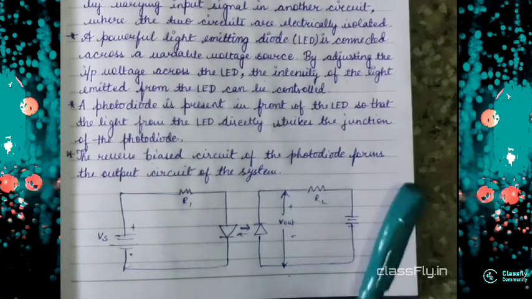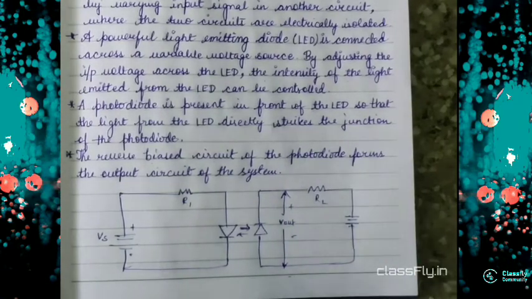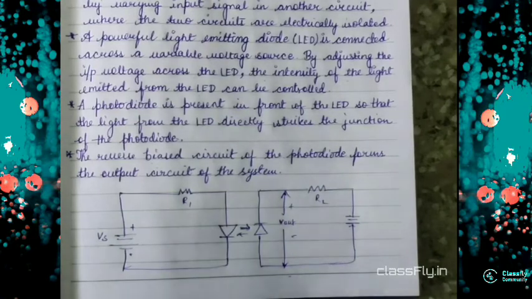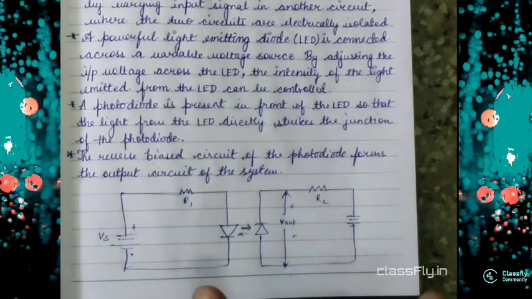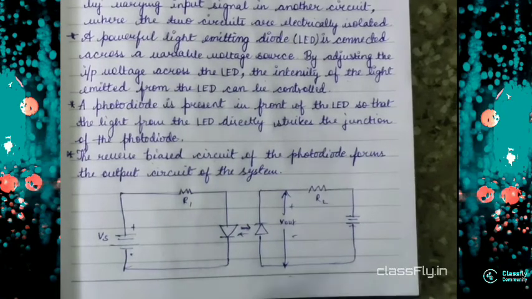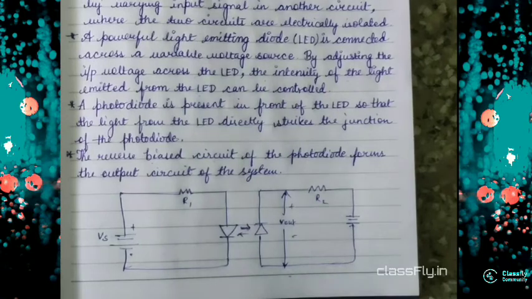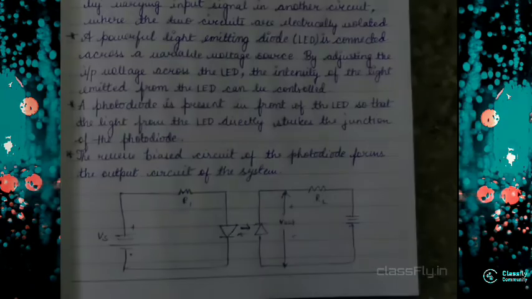So this is basically what a photocoupler is. It is a combination of LED and a photodiode, and the main advantage of this is that it is electrically isolated, meaning both circuits are electrically isolated and not connected. I hope all of you understood today's lecture, and this question comes as a short note, so be prepared with it.